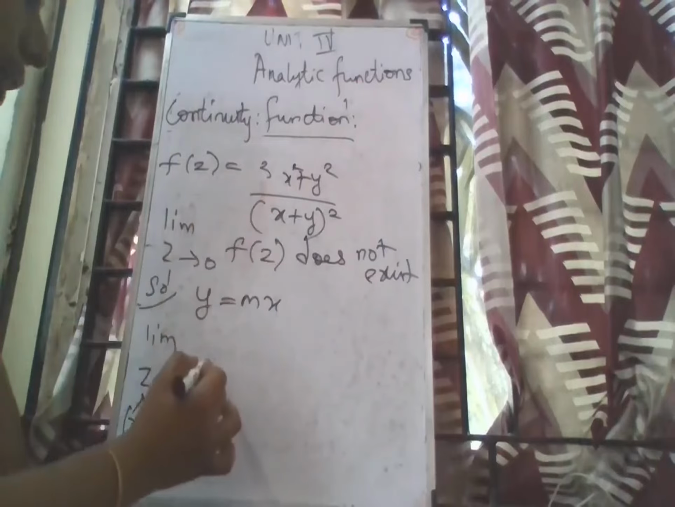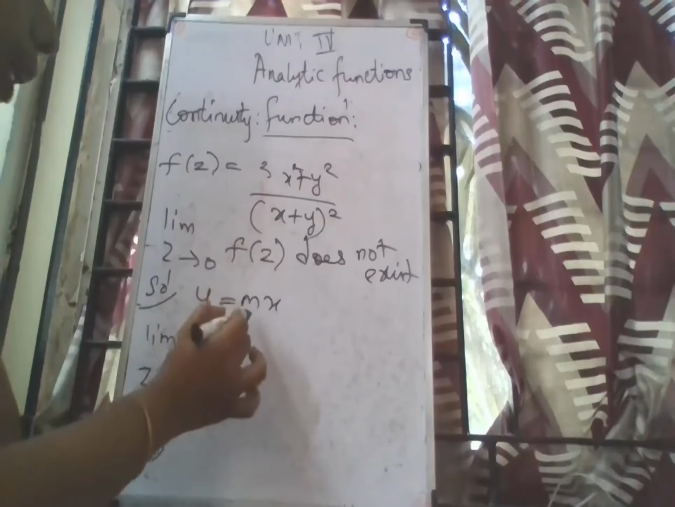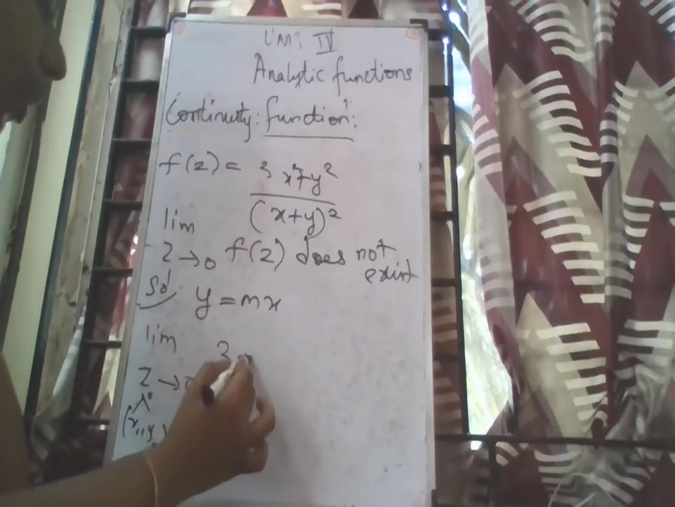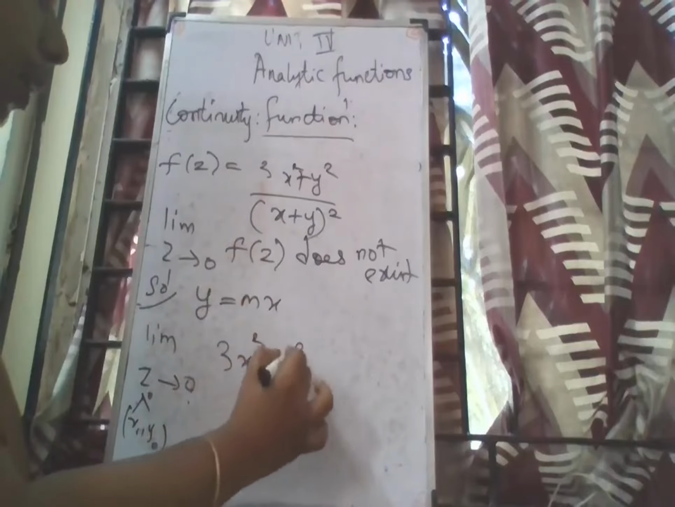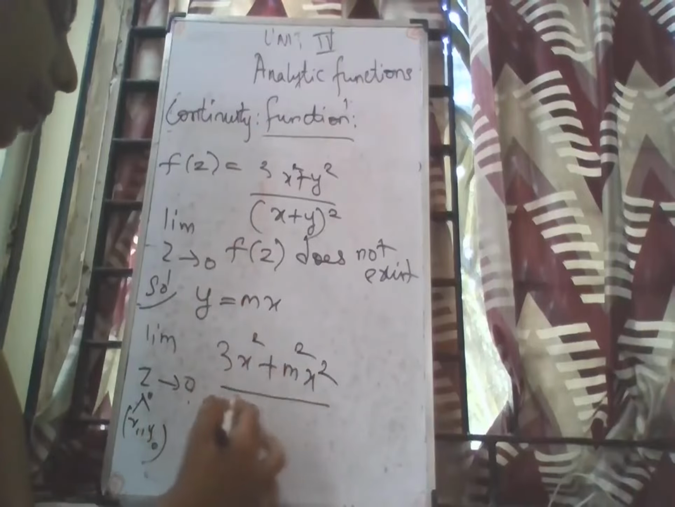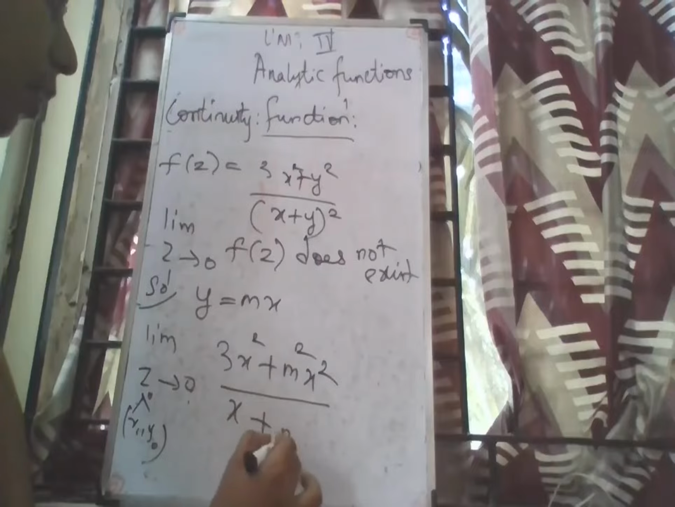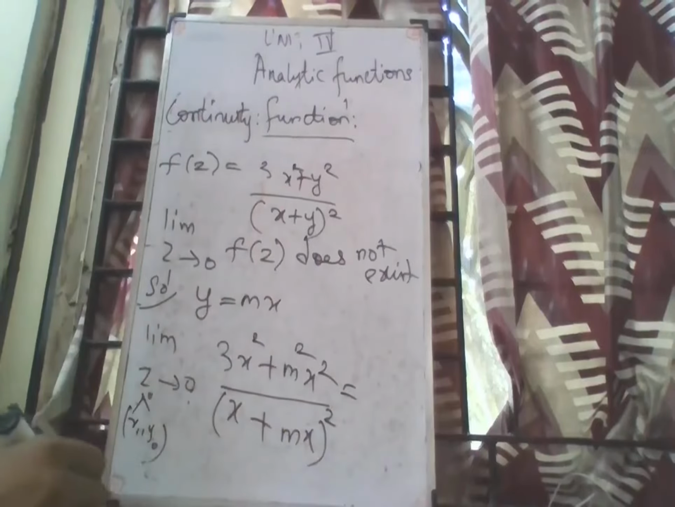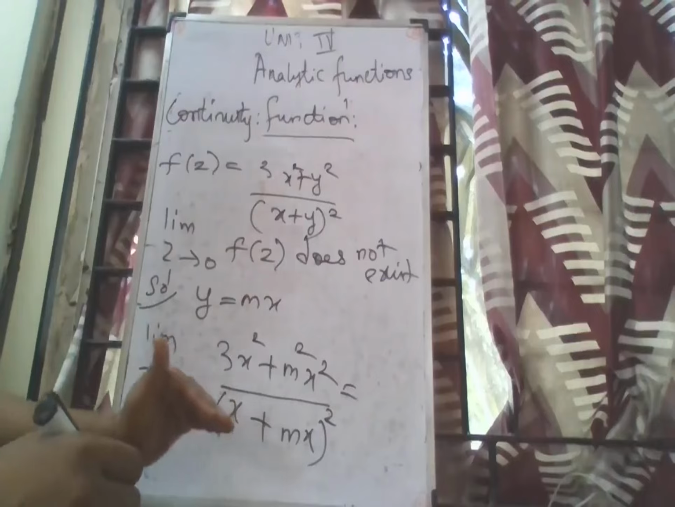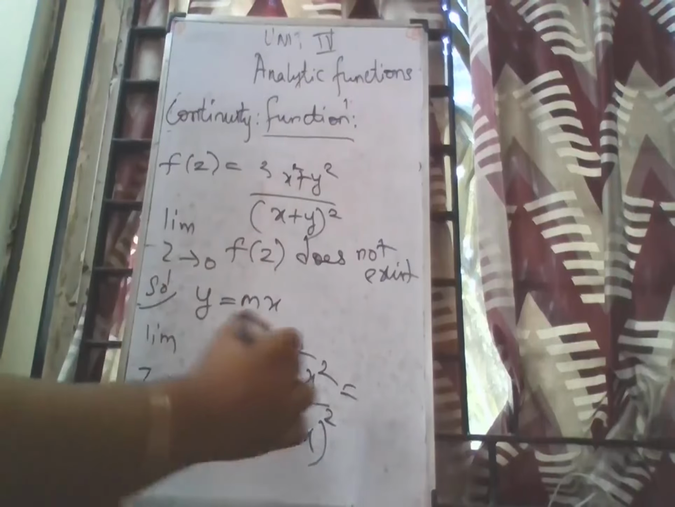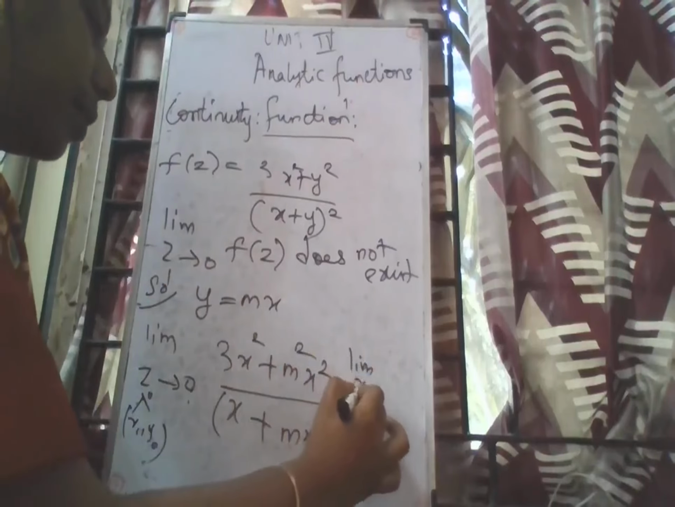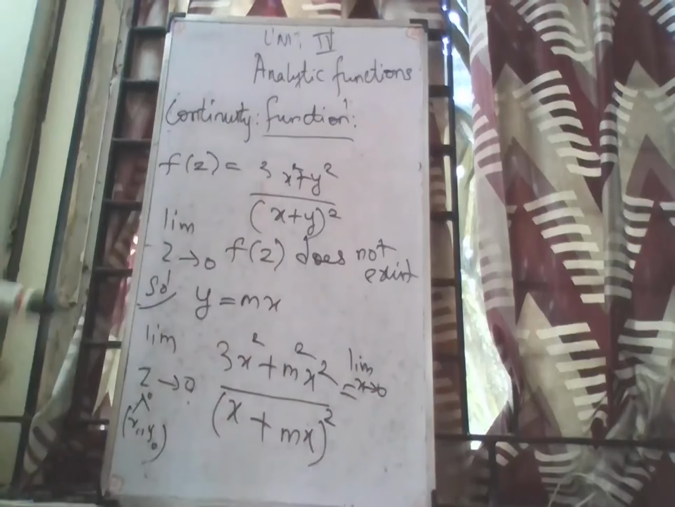Coming to the function here, I have to take y as mx, isn't it? So 3x square plus m square x square divided by x plus mx the whole square. And then as usual I have to substitute x0, y0. Here I converted everything in terms of x, so I'll take the limit as x tends to 0. And then I'll check what I'm getting here.